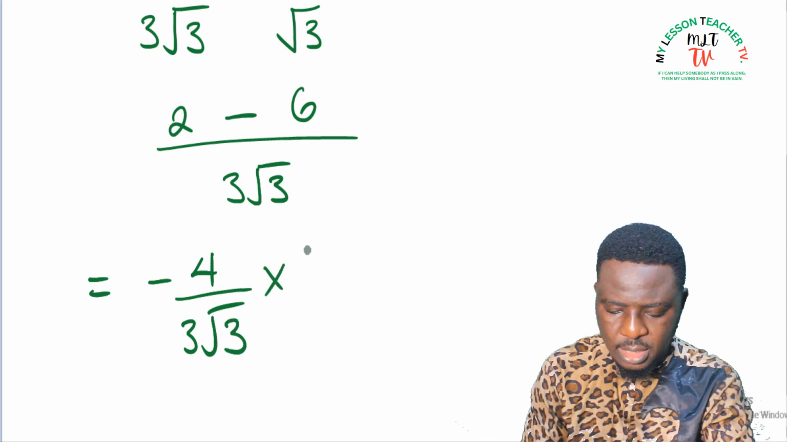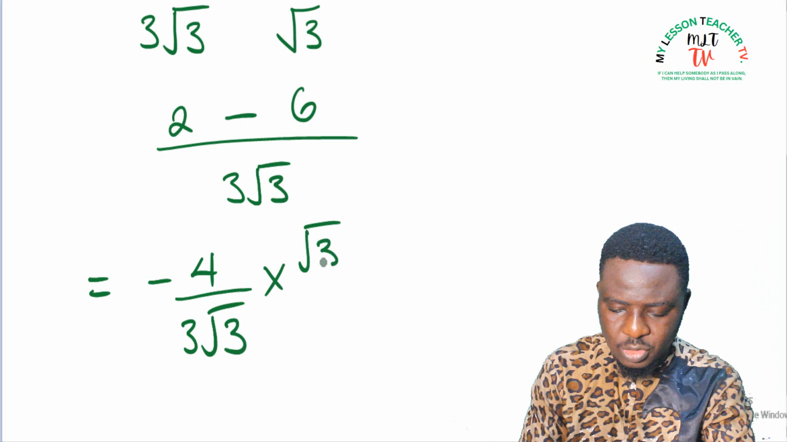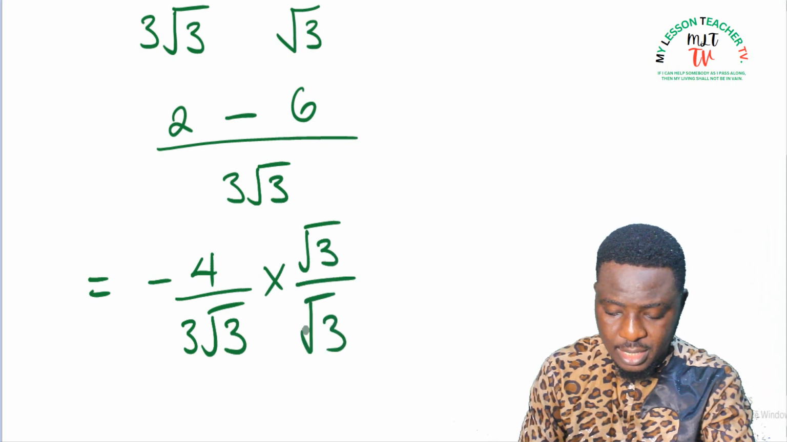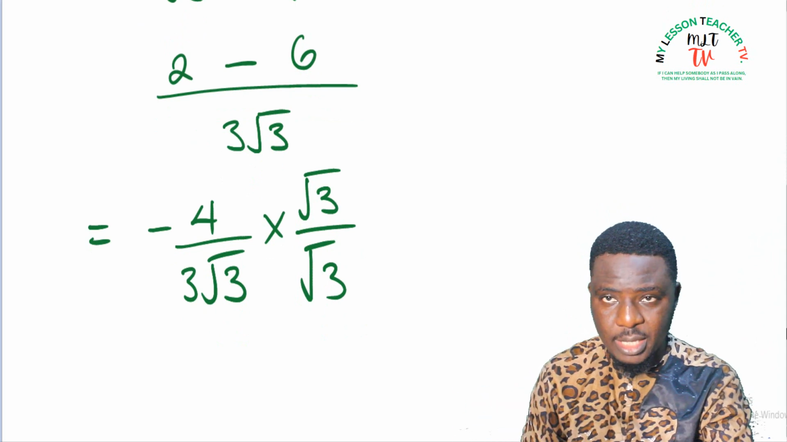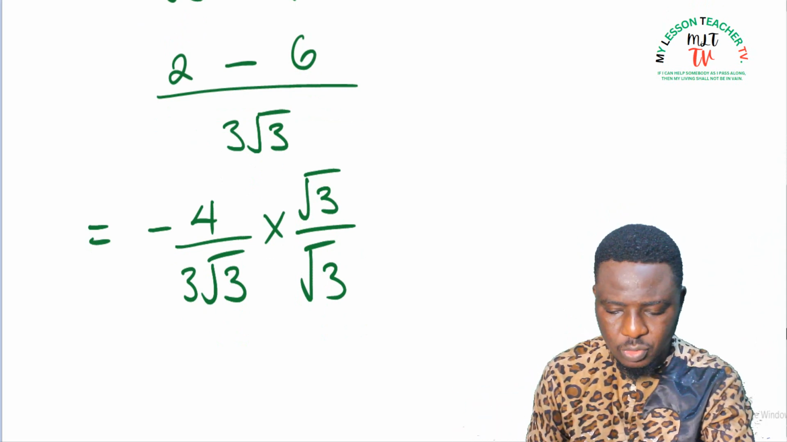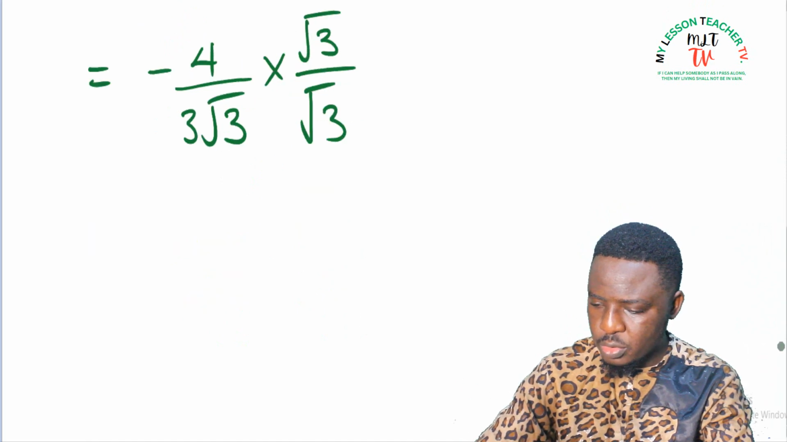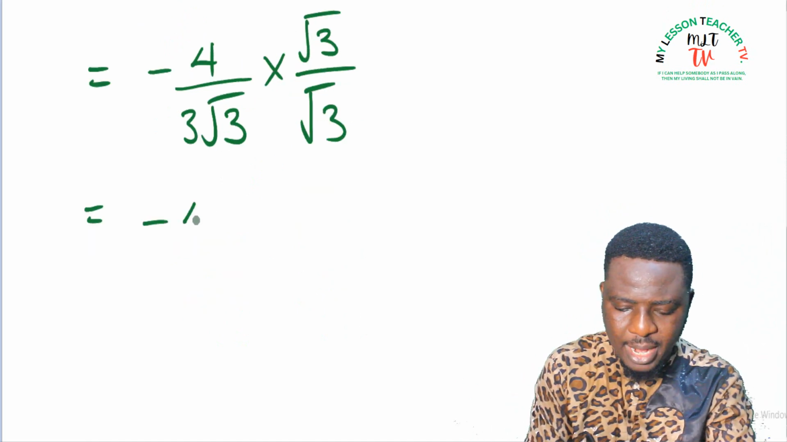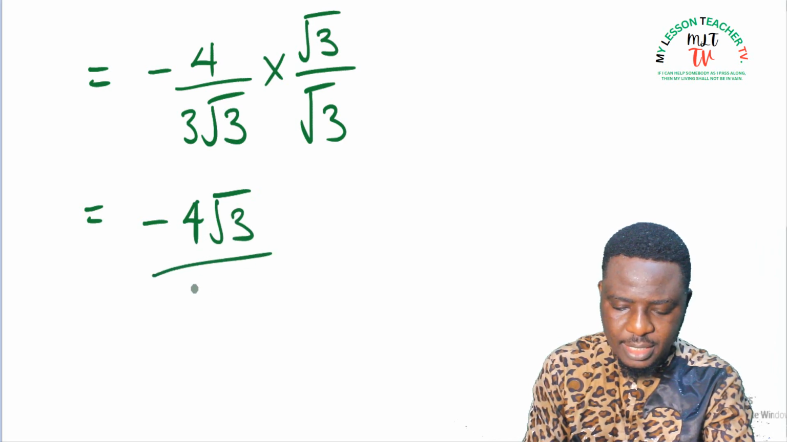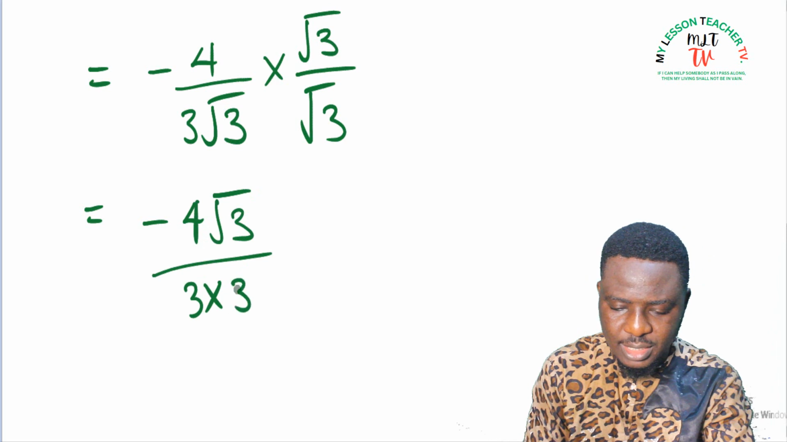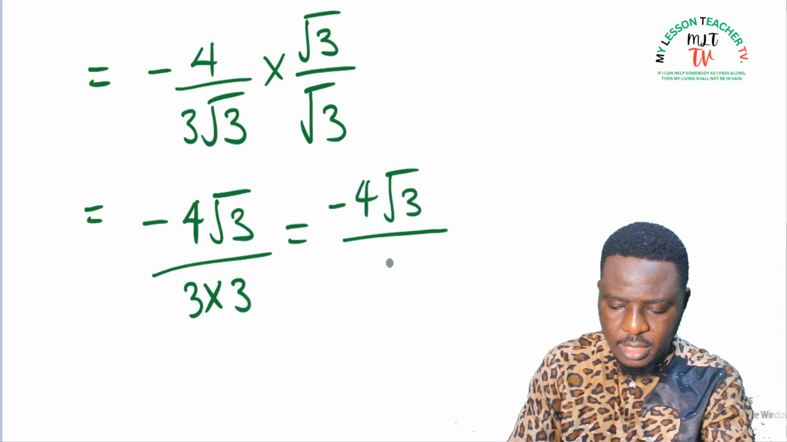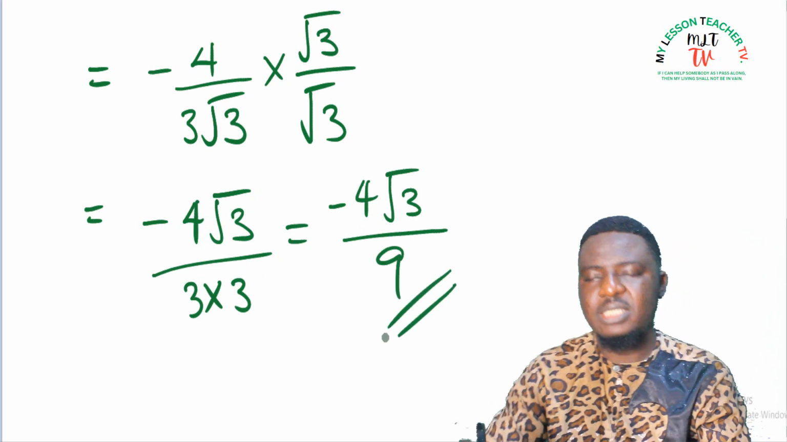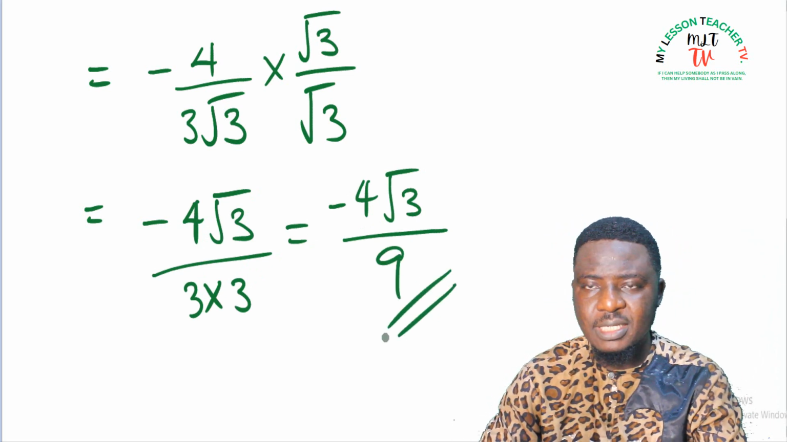So let's rationalize. Multiply both numerator and denominator by root 3. If you multiply by root 3, it is still okay. If you multiply by 3 root 3, it is still okay. The aim is to rationalize the denominator, and this will still go. So this is equal to minus 4 root 3 divided by 3 times 3. And this is equal to minus 4 root 3 divided by 9. This is our answer. So you can't simplify it more than this.